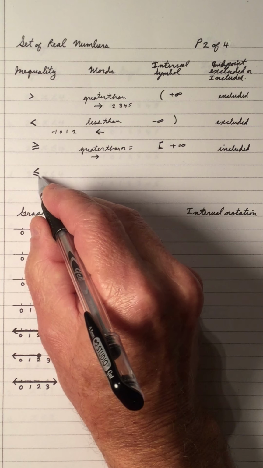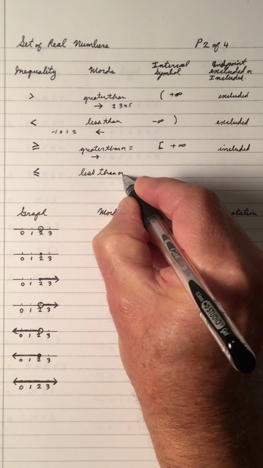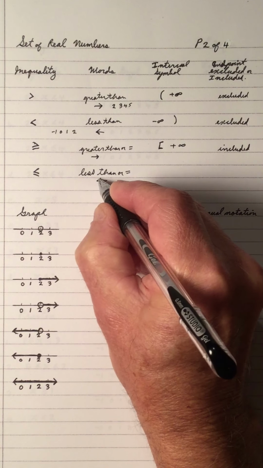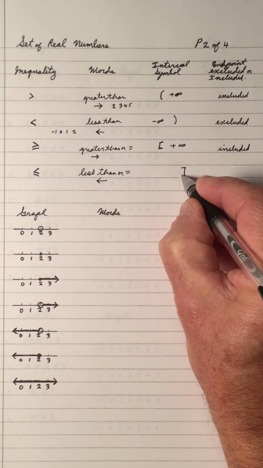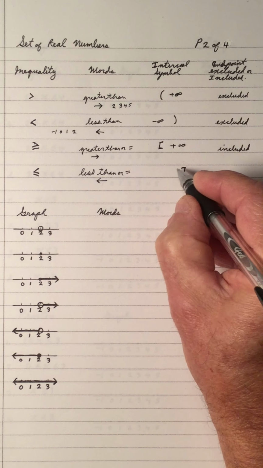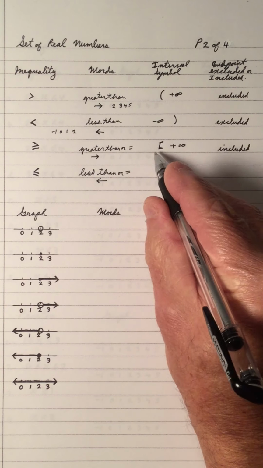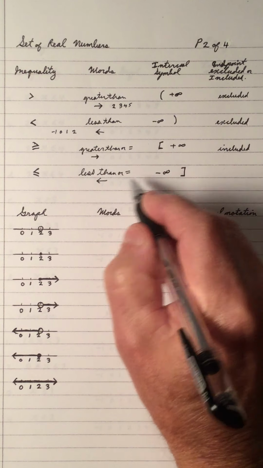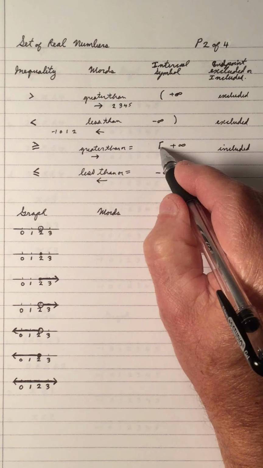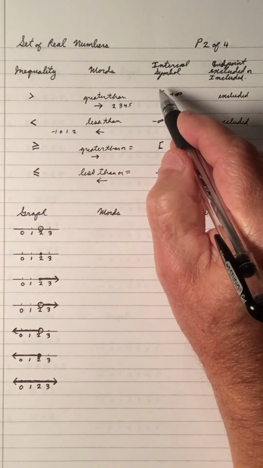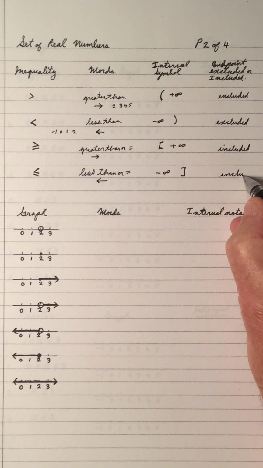This symbol is less than or equal to. And notice it's pointing to the left, less than. So this symbol is a bar, a box shape, and it's going to negative infinity. Greater than is going to positive infinity. Less than is going to negative infinity. And the equal sign gives the square brackets, and no equal sign gives the open bracket, just to sum it up.